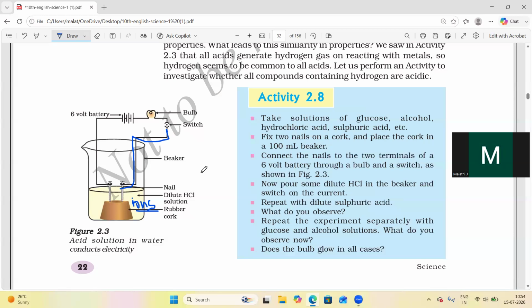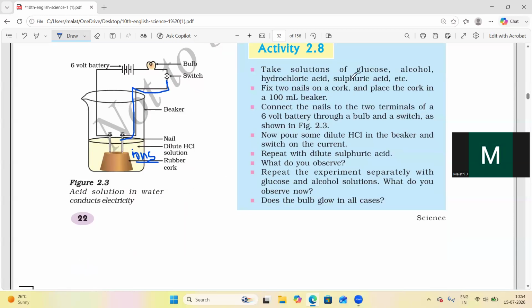An acid dissolved in water is called an acidic solution, and a base dissolved in water is called a basic solution. Instead of HCl, if I take glucose or alcohol in water, is it possible to conduct electricity? No, it is not possible, because glucose will not produce any ions in the water, so it will not conduct electricity.